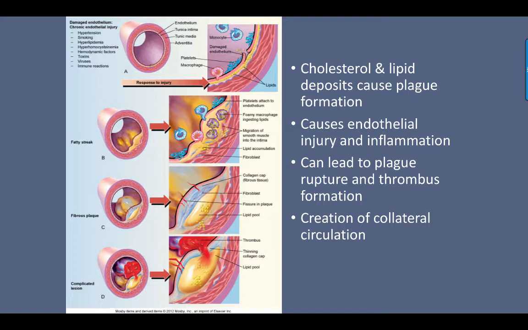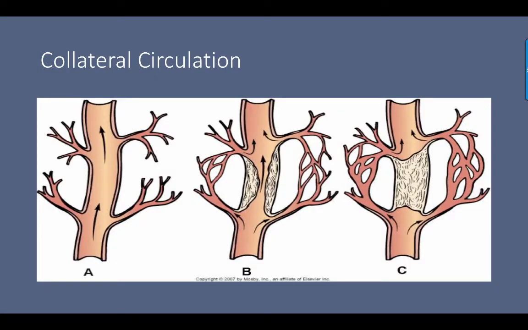Now, if this is a slow process, the body may have time to create collateral circulation, where you have new capillaries being formed that help divert blood around the area that's occluded. But you don't see that in an acute process. When this happens suddenly, there's not enough time for collateral circulation to occur. So again, your collateral circulation is an important reason why people who have coronary artery disease can live a long time and not have a major MI, because you have diversion of blood flow around the occlusion.